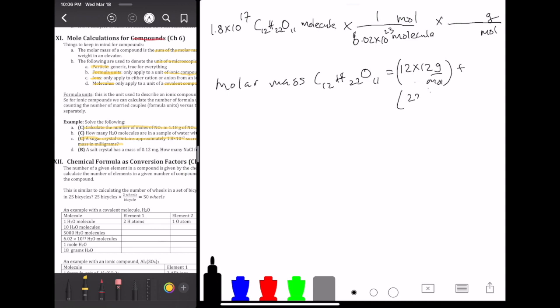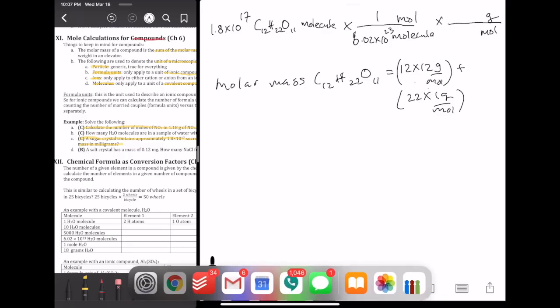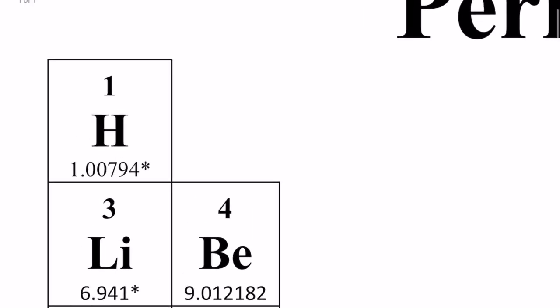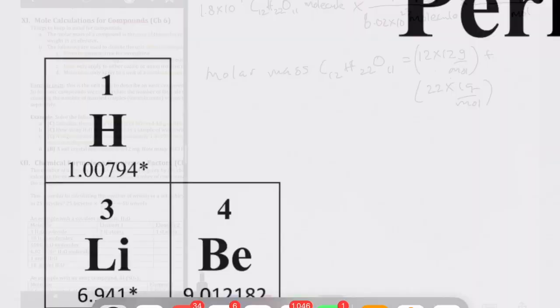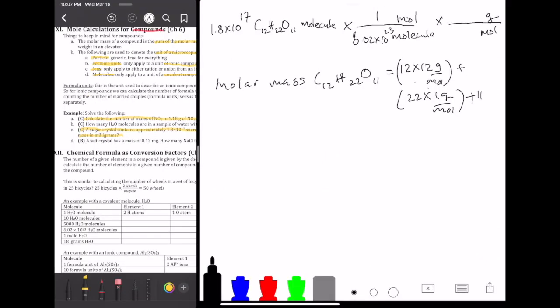And then 22 times 1 gram per mole. So hydrogen is 1. I'll just show you real quickly here. Right here, hydrogen 1.00794. And then the last one is oxygen. That's about 16, plus 11 times 16 grams per mole. When you calculate all that, you should get 342.3 grams per mole. So that's the number I'm going to put up here on the top in my calculation.